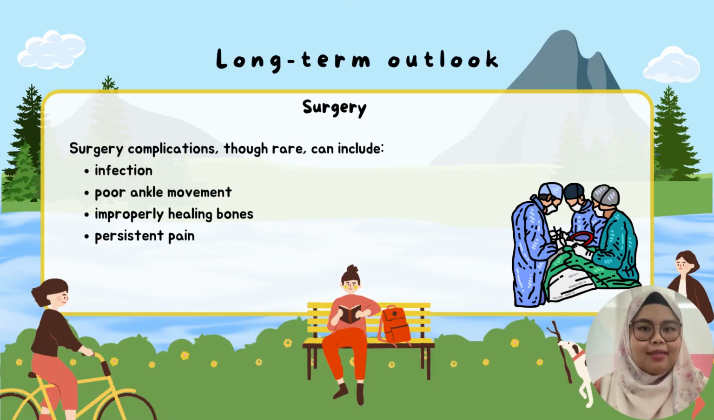What is the long term outlook? Some people find relief in wearing special shoes or shoe supports. Surgery is usually the last resort, but usually the outcome is very positive. Surgery complications, though rare, can include infection, poor ankle movement, improperly healing wounds, and also persistent pain.